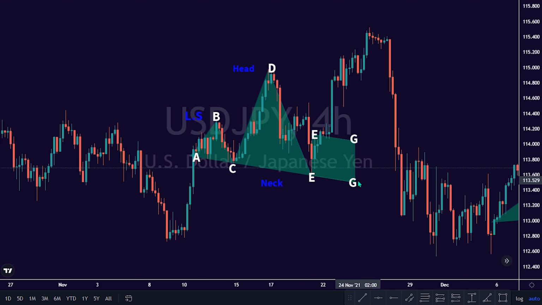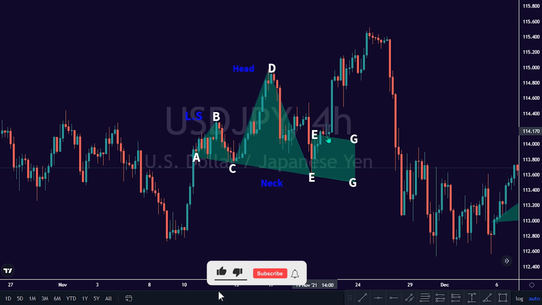Take note, there's going to be two EG. One EG at the top here, and another EG at the bottom here. After this, the pattern is drawn, together with a trigger area E and G. E and G are the right shoulder area, which is the signal zone.